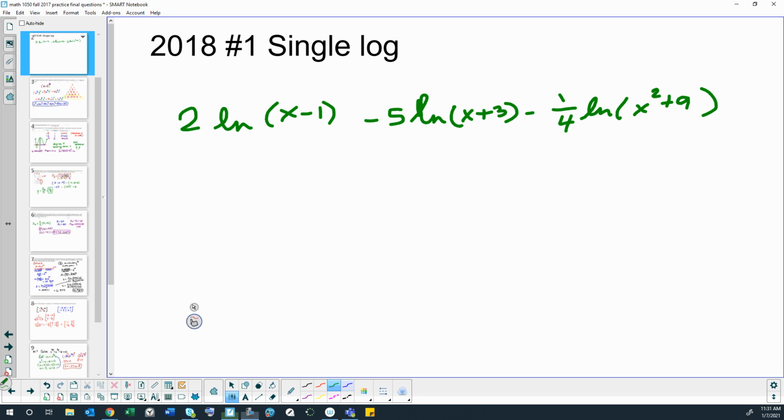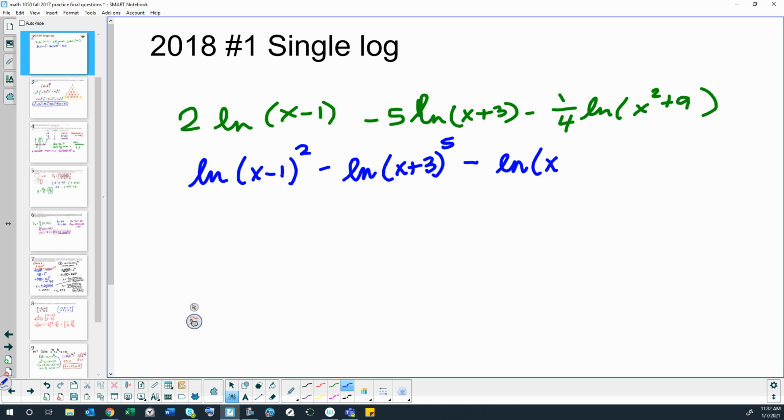I'm just going to rewrite each step one at a time. So that would be the natural log of (x minus 1) squared, minus the natural log of (x plus 3) to the 5th power, and then minus the natural log of (x squared plus 9) to the 1/4 power. Keep in mind that's going to be a 4th root, and I'll probably rewrite it as a 4th root. I'll look and see what they do in the answer key.